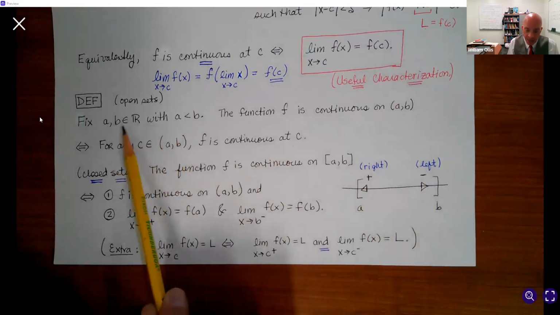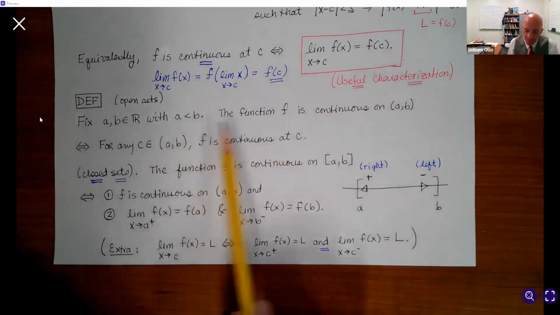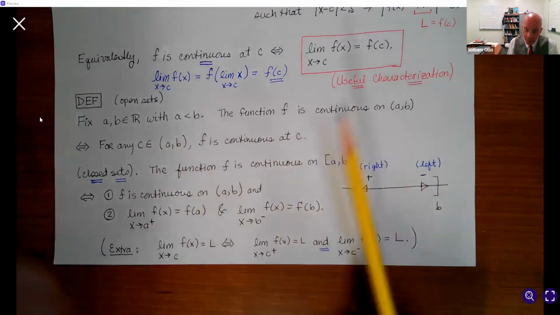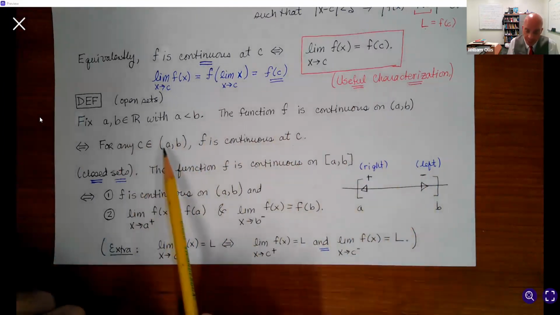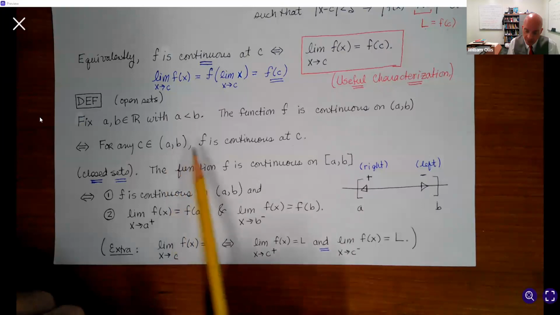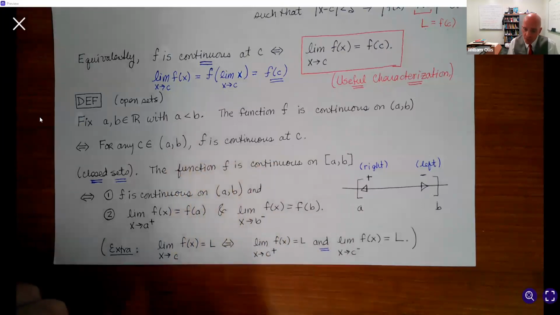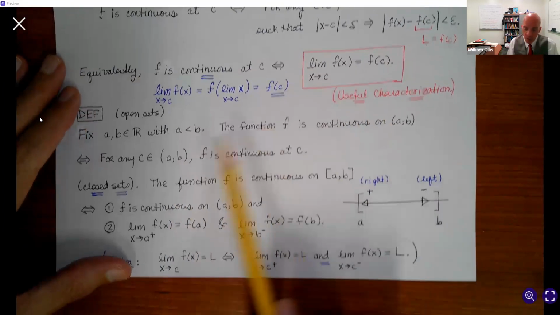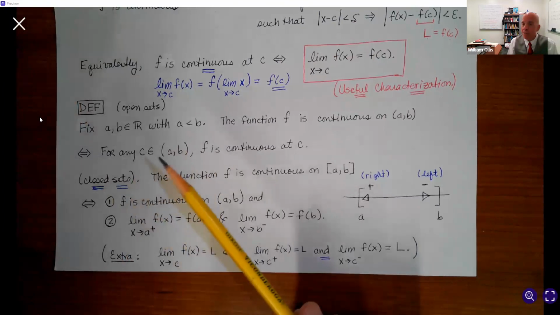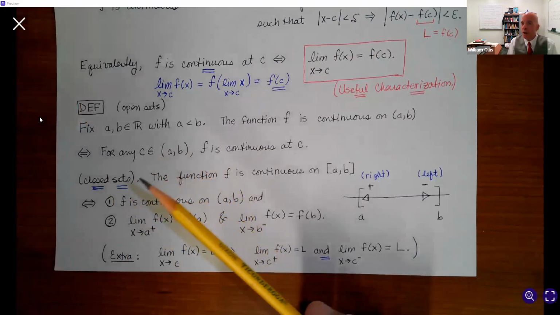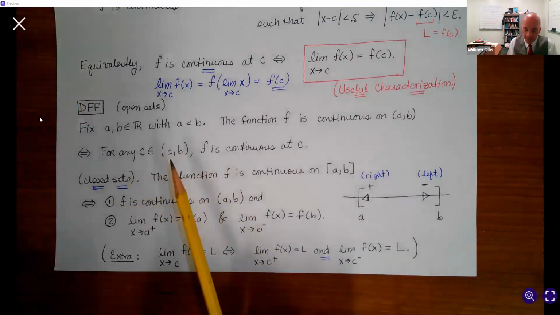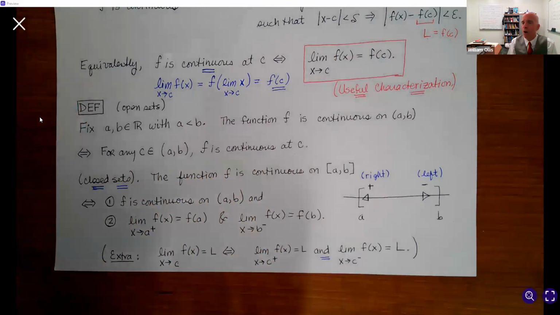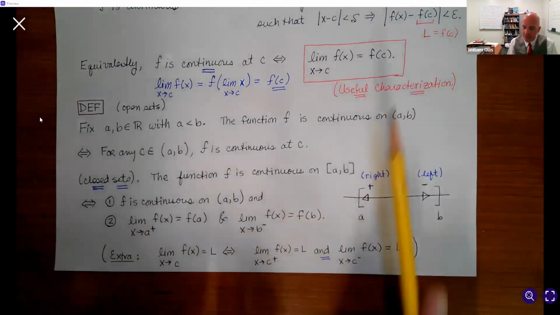We'll fix A and B, A less than B, and we're going to say that the function f is continuous on the open set if and only if, okay? For any C in the open set, f is continuous there. So that just means that we can always compute limits this way. So when you talk about an open set, you're simply saying that the definition of continuity is satisfied for every C in the open set.